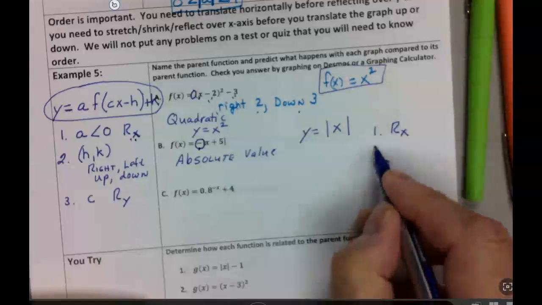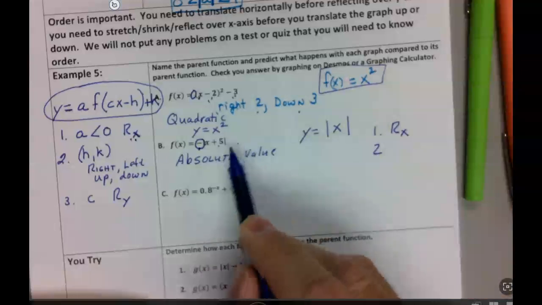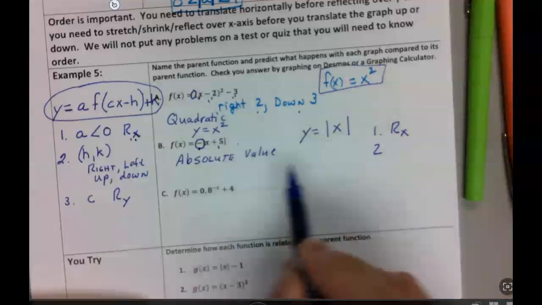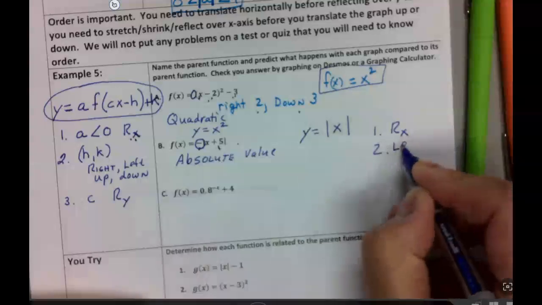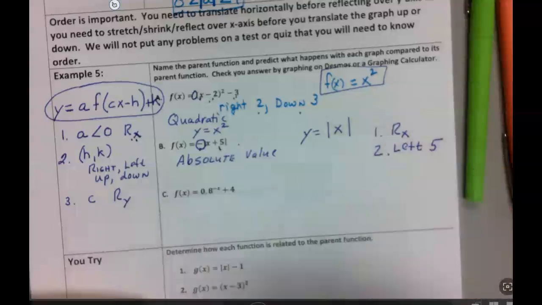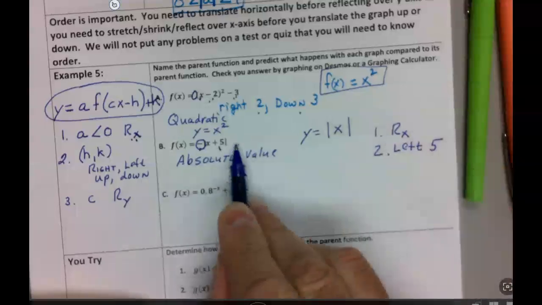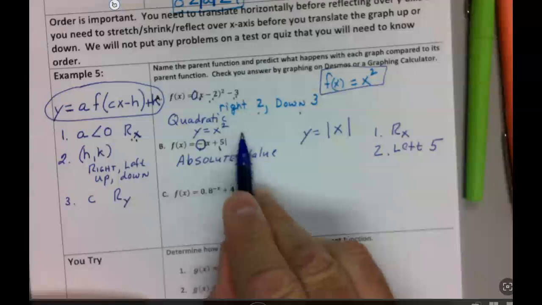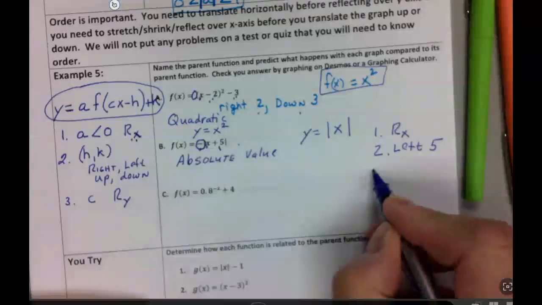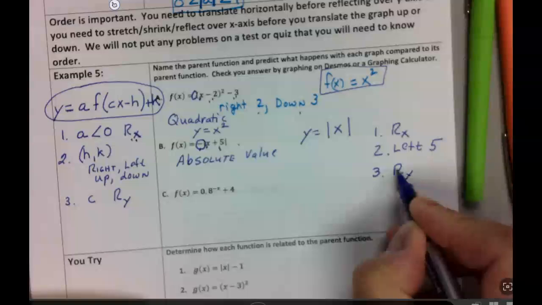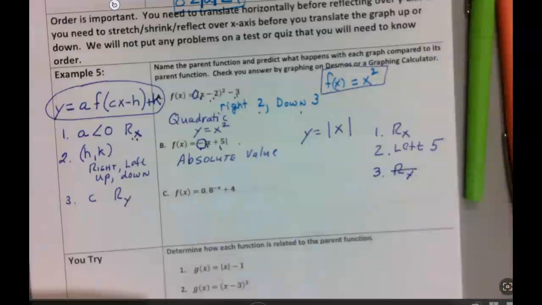Number 2, I look at H and K. So I look at H. What's H? Negative 5. So does everybody agree with me? We're going to go left 5. Correct? Am I going to do any shifting up or down? Is there anything out here? No. Is there a negative in front of the X inside the absolute value? No. So there's no reflecting across the Y. Okay?